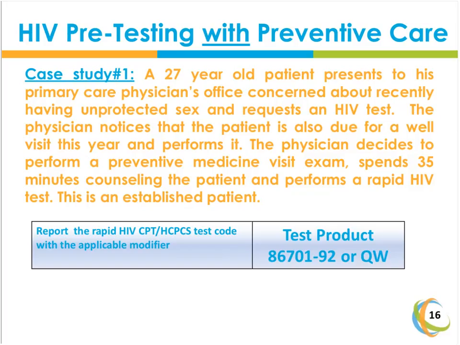So for the HIV test itself, the correct code is 86701 because the provider mentions in the record that they're performing a rapid HIV. So the test code for a rapid HIV-1 is 86701. And dependent upon the local Medicaid agency, you would either use a Modifier 92 or a Modifier QW.